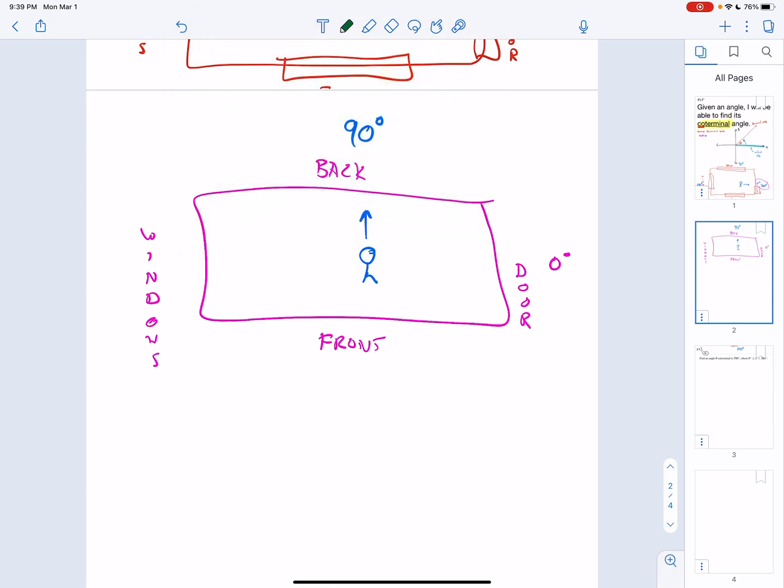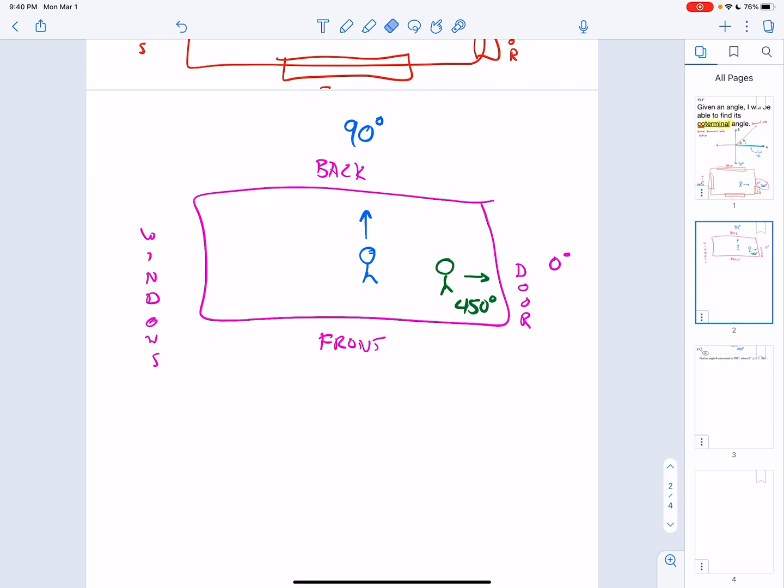Let's say your friend was starting at the same door, but they turned 450 degrees. Okay, where would they end up facing? Would they be facing the front, the back, the door, the window? Think about that. And remember, we're going to go counterclockwise here.